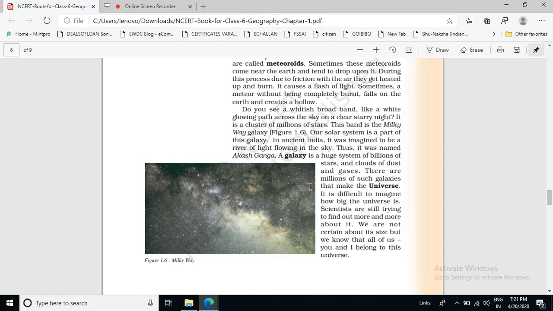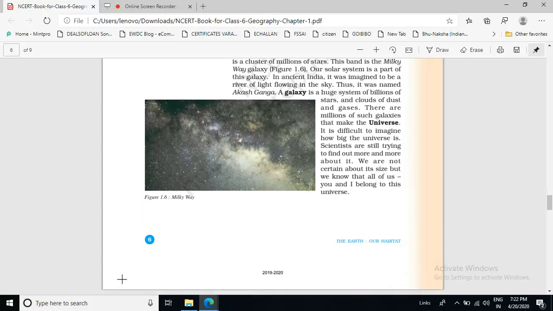You won't even be able to imagine the bigness of the universe, how big the universe is. Okay, we cannot ascertain the size of the universe. Scientists are still trying to find out more and more about it. We are not certain about its size, but we know that all of us, you and I, belong to this universe.